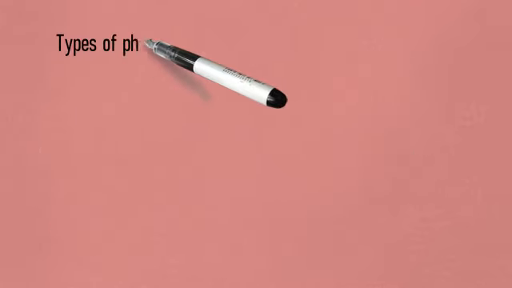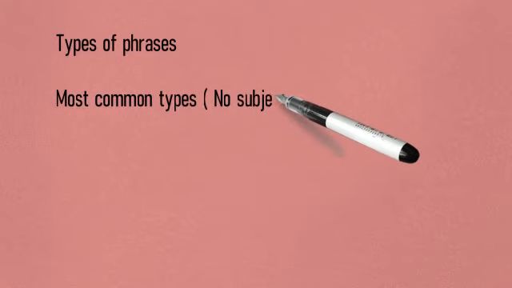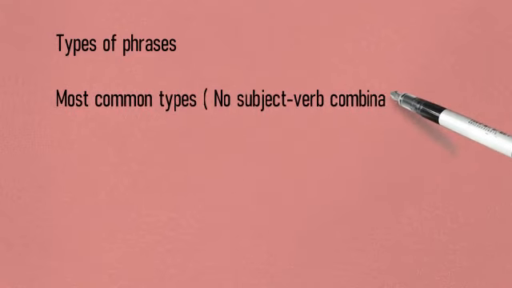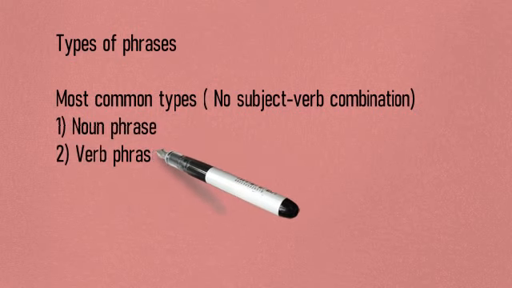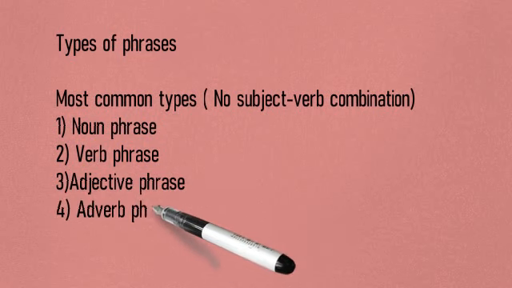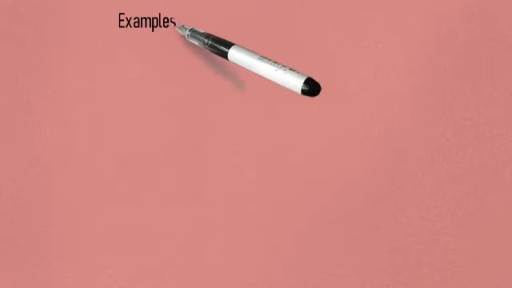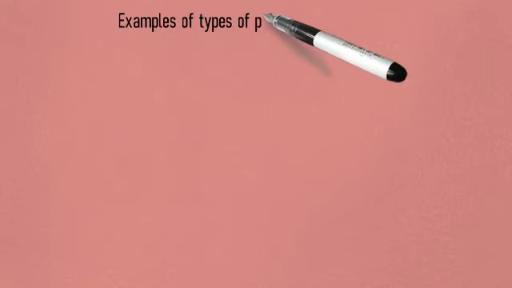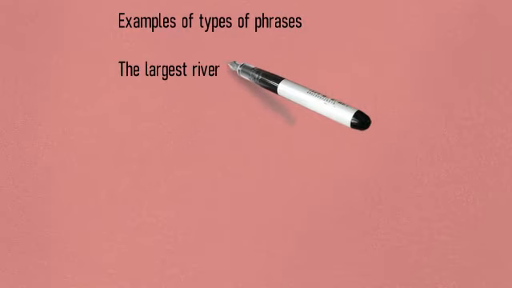So now we have to discuss some common types of phrases, and these are the 5 most common types of phrases: noun, verb, adjective, adverb and preposition phrase. And now I'm going to show you some examples. See, the different types of phrases and their examples are mentioned. So let's discuss these phrases.